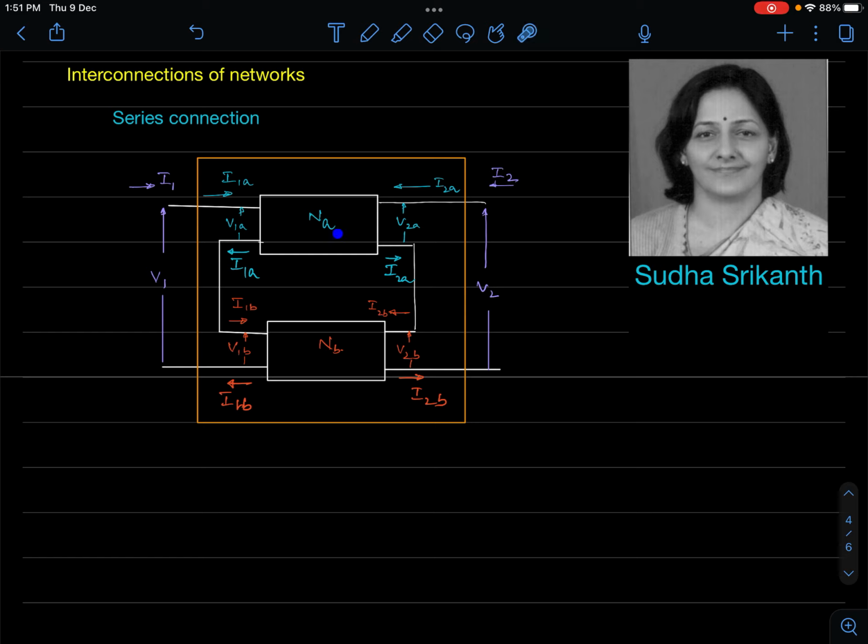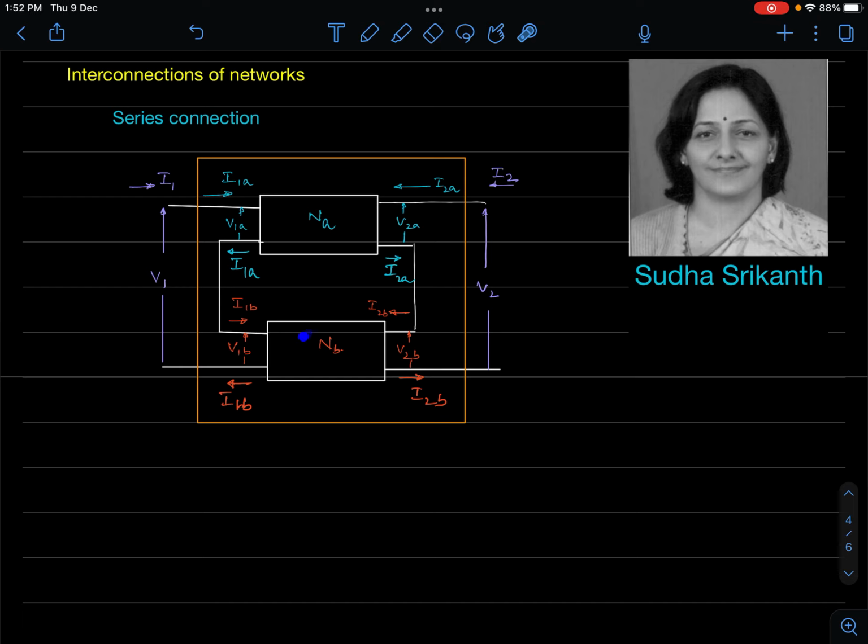Alright, how have we connected? So we have a network N suffix A. This is network A and this is network B. Network A has got two terminals which would make it an input port which has parameters of V1A and I1A. Network A has got its output port. You may name it as 2 and 2 dash, though I haven't named it here. It has parameters I2A and V2A. So these are the positive directions of measurement of the voltages and currents.